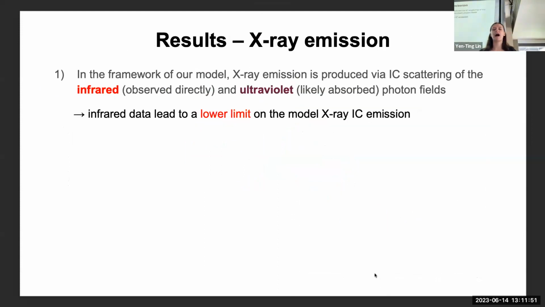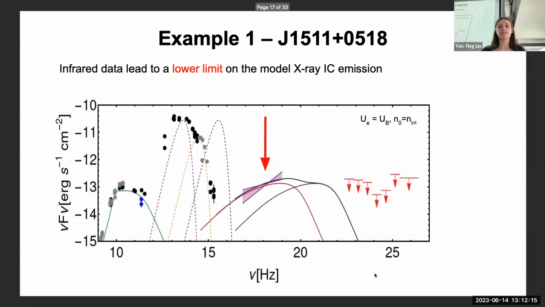When it comes to high energy emission, our first result was that in general, X-ray emission is produced through inverse Compton scattering of infrared and ultraviolet photons within our model. Since we observe infrared emission directly, it gives us a lower limit on the X-ray emission which can be produced in our model. Here you can see an example of one of our models for which the X-ray emission can be explained almost entirely by inverse Compton scattering of the infrared emission observed for the source.